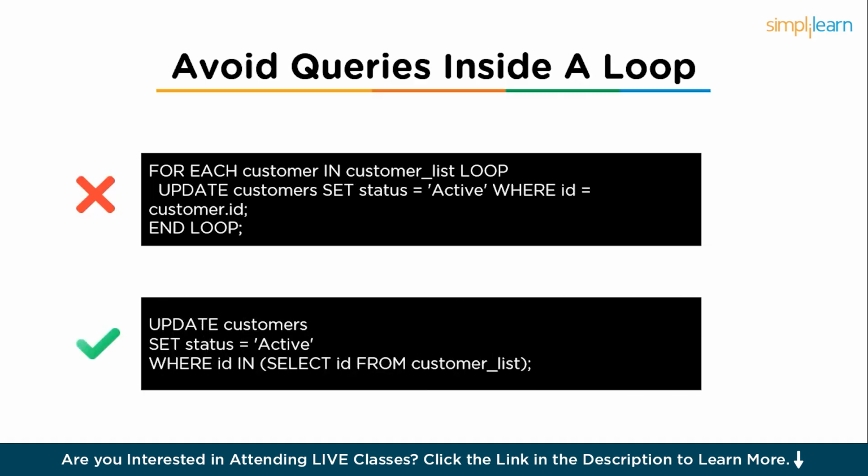Now here we have an optimized approach, which is bulk update in one query, where we will be writing UPDATE customers SET status = 'active' WHERE ID IN (SELECT ID FROM ID_name). So here, as you can see, we haven't used the loop. This updates all the rows at once, making execution much faster and more efficient. So if you catch yourself writing a query inside a loop, pause and rethink. There's almost always a better bulk-friendly solution.